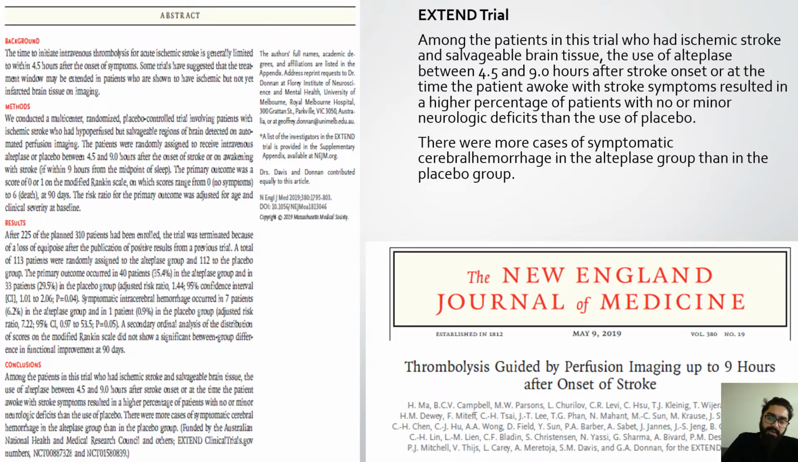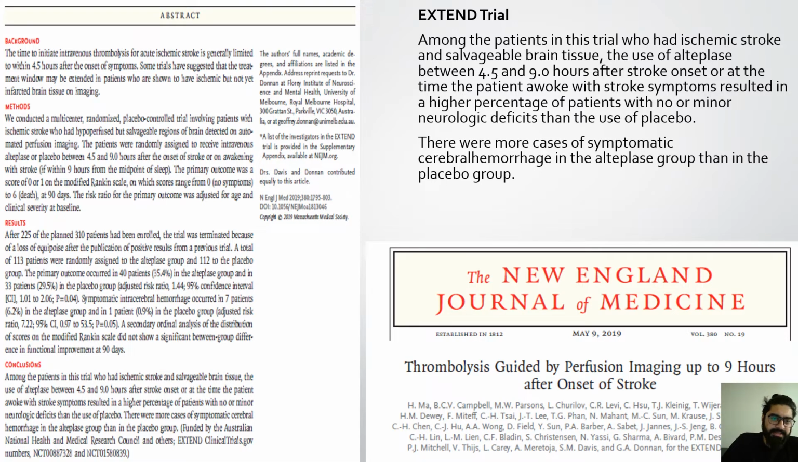And so I'm going to read through these conclusions again, which were very interesting. Among the patients in this trial who had an ischemic stroke and salvageable brain tissue, the use of alteplase between 4.5 to 9 hours after stroke onset or at the time of patient waking up with stroke symptoms resulted in a higher percentage of patients with no or minor neurological deficits than the ones who had the placebo. There were more cases of symptomatic cerebral hemorrhage in the alteplase group than in the placebo group, which was also anticipated, but over here the benefits outweighed the risk.